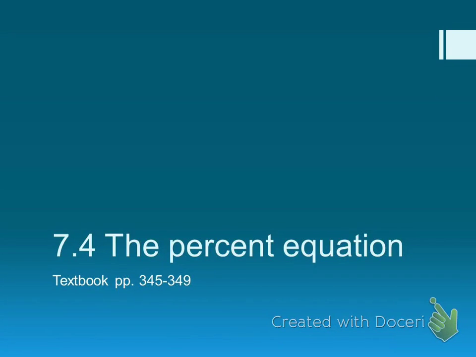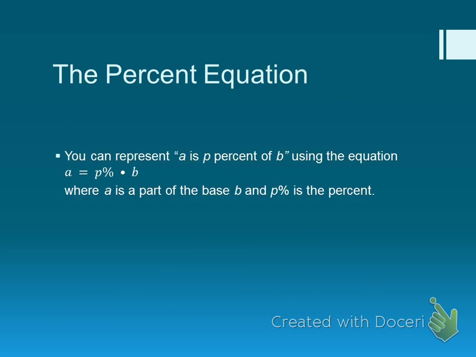All right, we're in section 7.4, the percent equation, in our textbook on page 345. We learned earlier this week about the percent proportion. What is the percent proportion again? A over B equals P over 100.